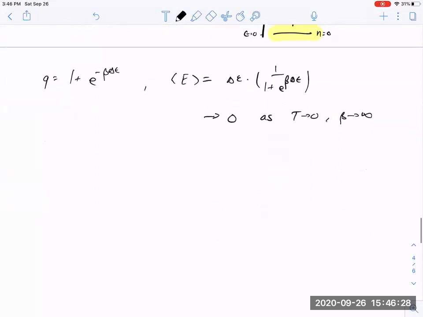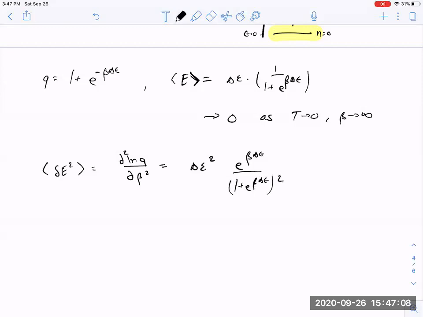It's useful to cast this harmonic oscillator at low temperatures as this effective two-level system because its fluctuations in energy are really easy to evaluate for that two-level system. The derivative of log Z with respect to beta twice will give me that. Or the first derivative of this average energy gives me a factor of delta epsilon squared, e to the beta delta epsilon from the numerator, and then 1 plus e to the beta delta epsilon, now squared in the denominator.